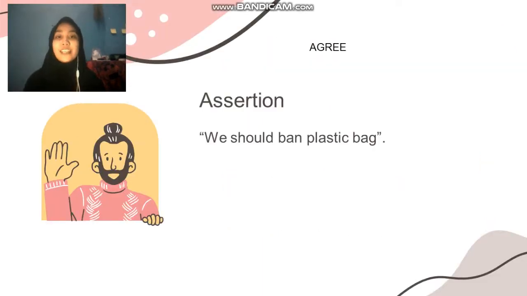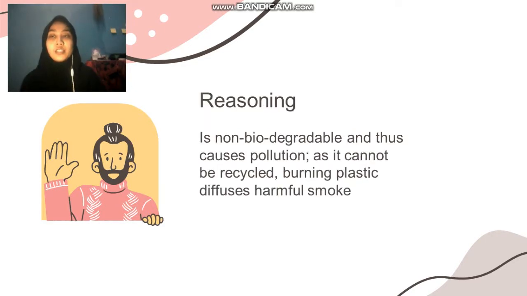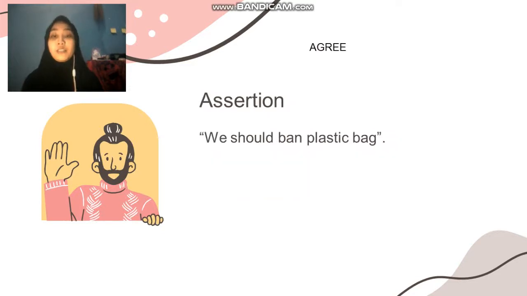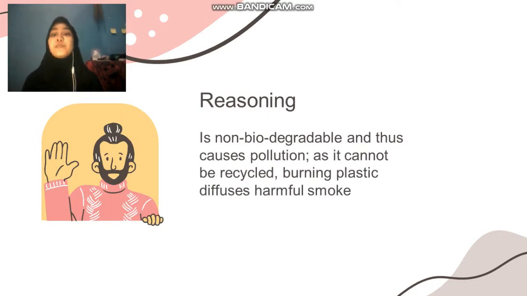So this is the example of how to build an argument. In this section, I would like to agree with the assertion: we should ban the plastic bag. If you agree, you have to give reasoning for the statement. The reason why we should ban plastic bags is that they are non-biodegradable and this causes pollution, and they cannot be recycled. Burning plastic diffuses harmful smoke.